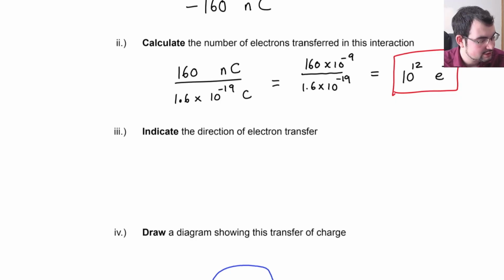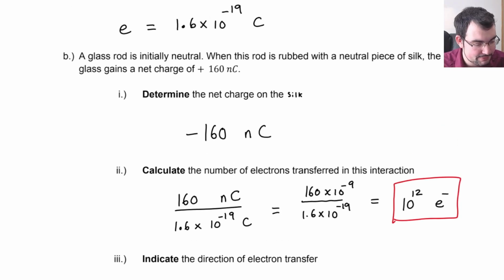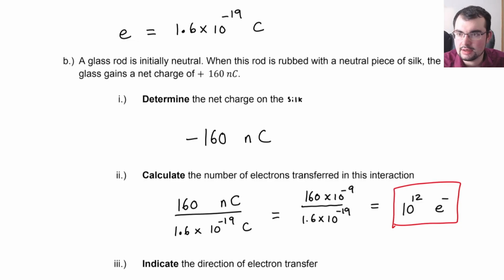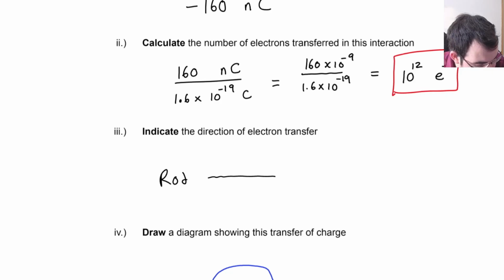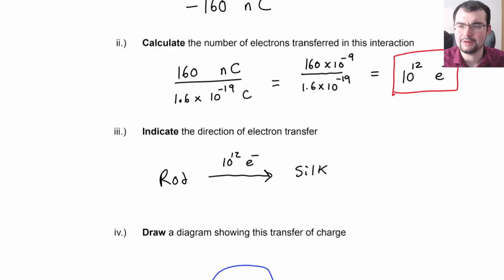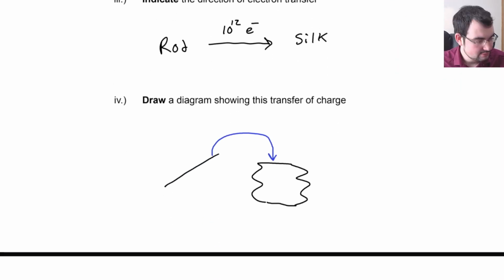Indicate the direction of electron transfer. Well, the silk got negative charge. So the rod must have given 10 to the 12th electrons to the silk. So if we were to diagram that out, we would see the rod is just going to give 10 to the 12th e minus to the silk.